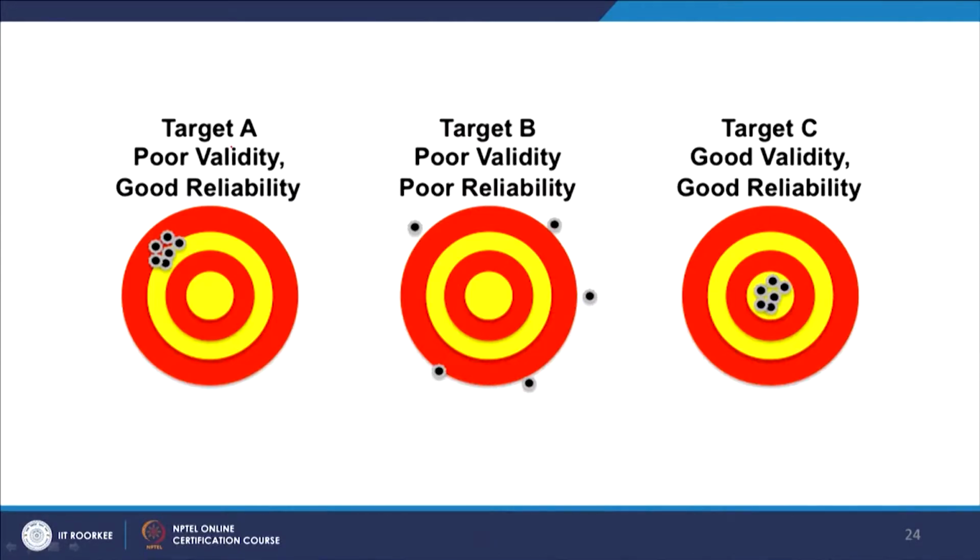Okay. Now, this is the example you see. Target A: poor validity. It should be hitting here, but it is hitting somewhere else, though it has good reliability, because all the values are more or less giving the same result again and again. In this case, poor validity, not hitting anywhere near the center, and even reliability is not good because it is haphazard, right. Now, look at this: this is a case of good validity and also good reliability.